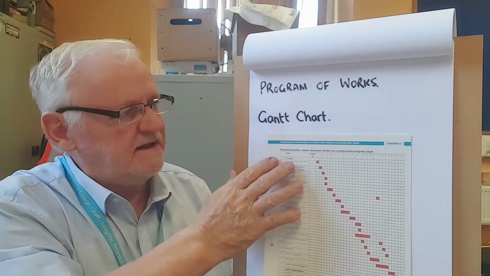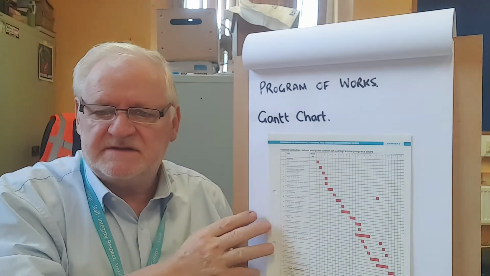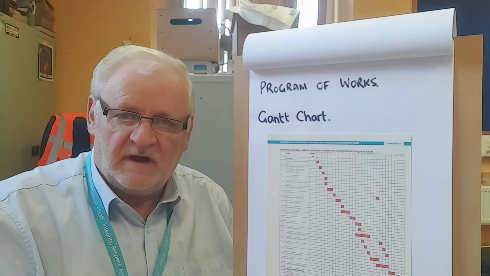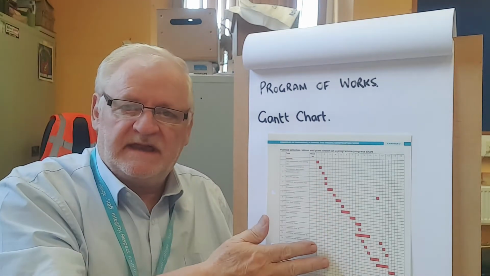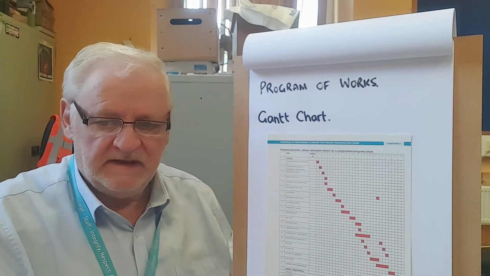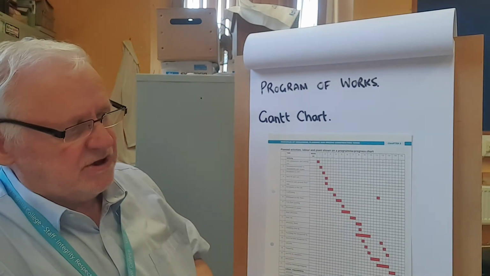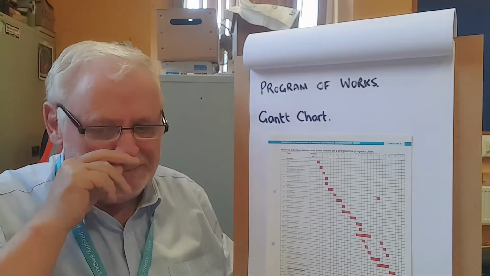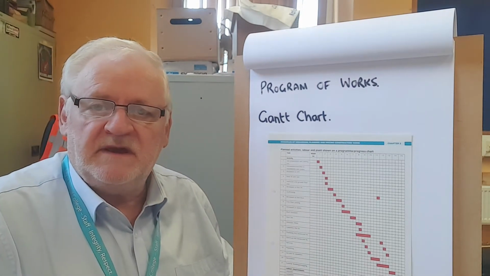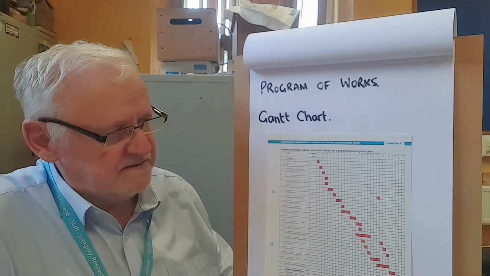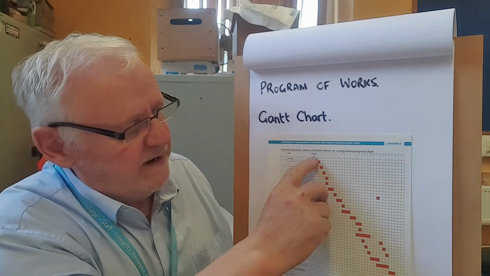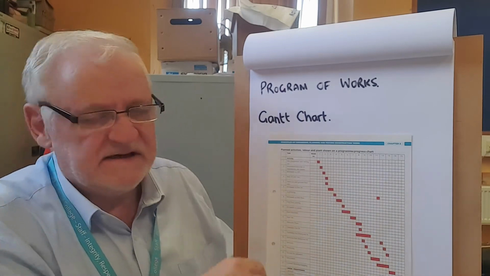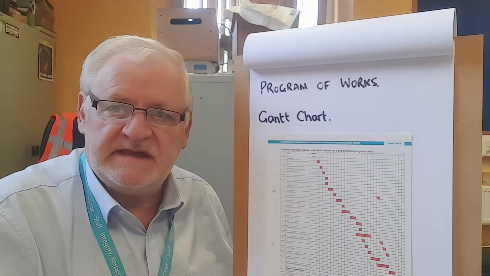Now, the next thing that I've got up here is the program of works. And one of the most obvious ways of having a program of works is to have what's called a Gantt chart or a bar chart. Now you'll notice on this particular Gantt chart, we have a list down the left-hand side of all the different operations going to be involved on this site. Across the top, we've got week numbers 1, 2, 3, 4, 5, and we can see that the project's likely to last for 14 weeks.